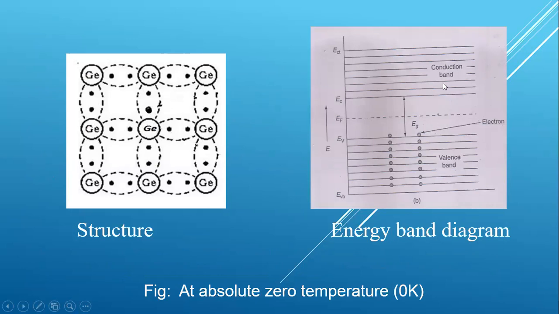So how are the energy levels seen? Very, very important. This is your valency band area, and this is your conduction band. In between, there is a Fermi energy level, EF, we can notate here.